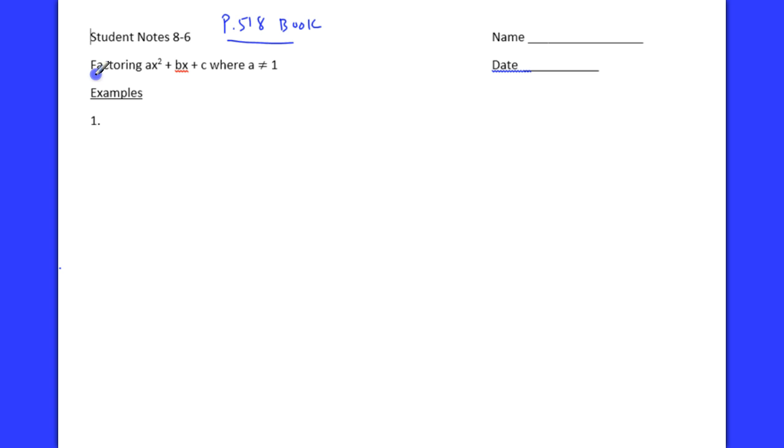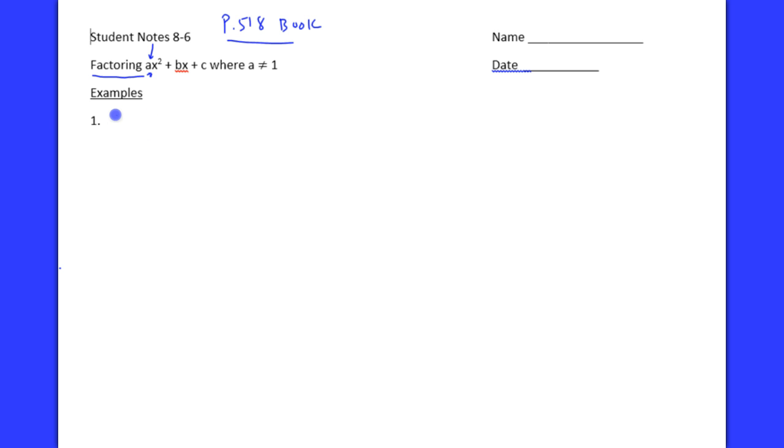So what we're doing is we're factoring here. All right, we're factoring, and the problem with these questions is this number right here, this a value, the number times x squared, the coefficient, is not going to equal 1. It's going to be another number, and that poses a bit of a more challenging problem for us.